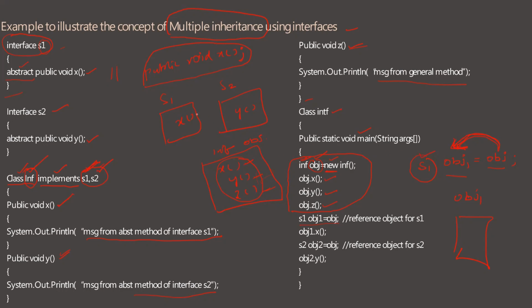So what are the properties of S1? Only X. So the X method will be copied into your obj1. Only the X method, right? So I can call obj1.x.